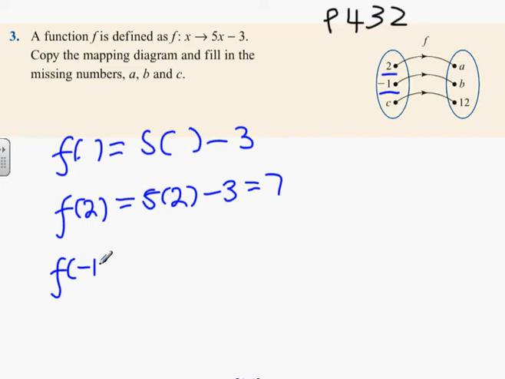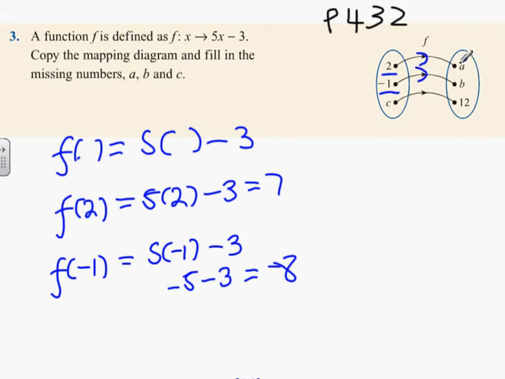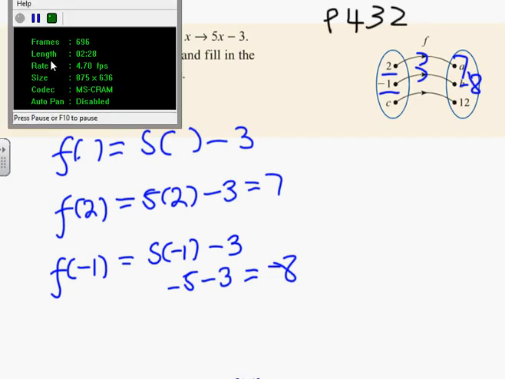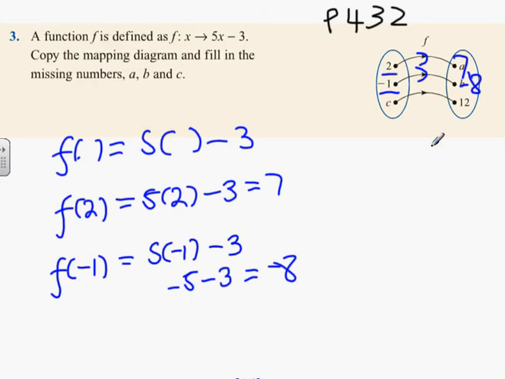What does minus 1 turn into? Minus 1 turns into, let's find out, 5 times minus 1? Minus 5. Minus 3. Minus 5 minus 3? Minus 8. Pay attention. You replace in the number that you're given on the left and it turns into the number on the right. So A is 7 and B is minus 8. In a test, would we have to rewrite the diagram? You could just do this. A equals 7, B equals minus 8. So when you've finished all of them, yeah, you can just do that.